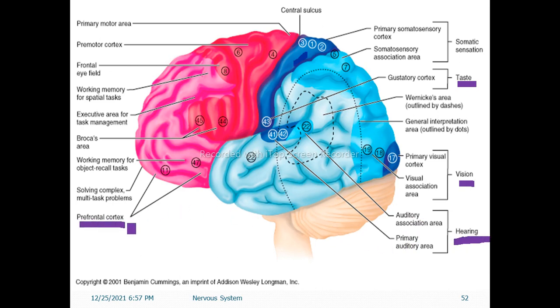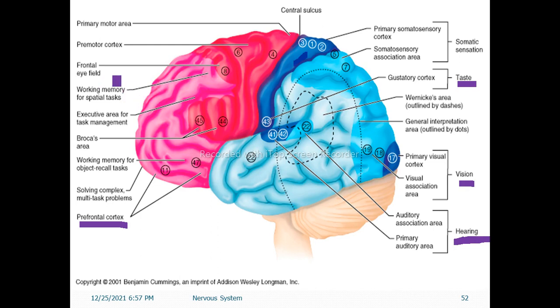So this is the prefrontal cortex. This area is known as the prefrontal cortex, for solving complex multitask problems. And this area is used for working memory, for object and recall tasks. This is Broca's area. This is for speech. And the executive area for task management. This area is the executive area for task management. So this is working memory for spatial tasks, skilled tasks.